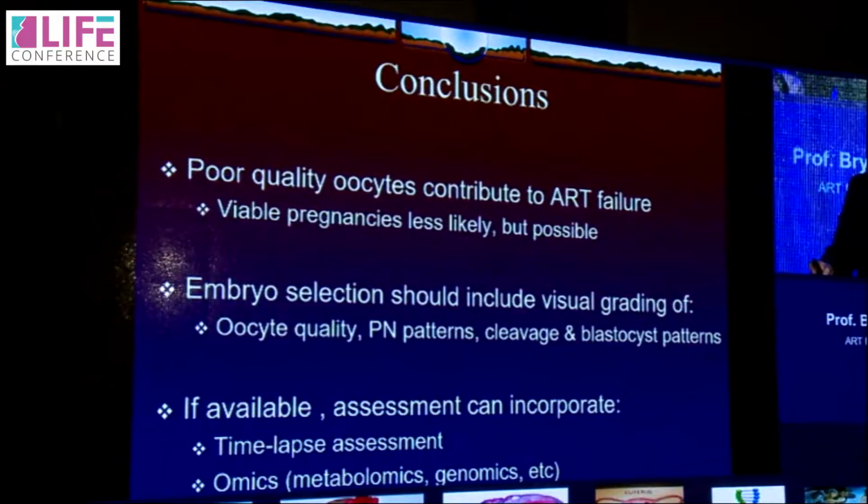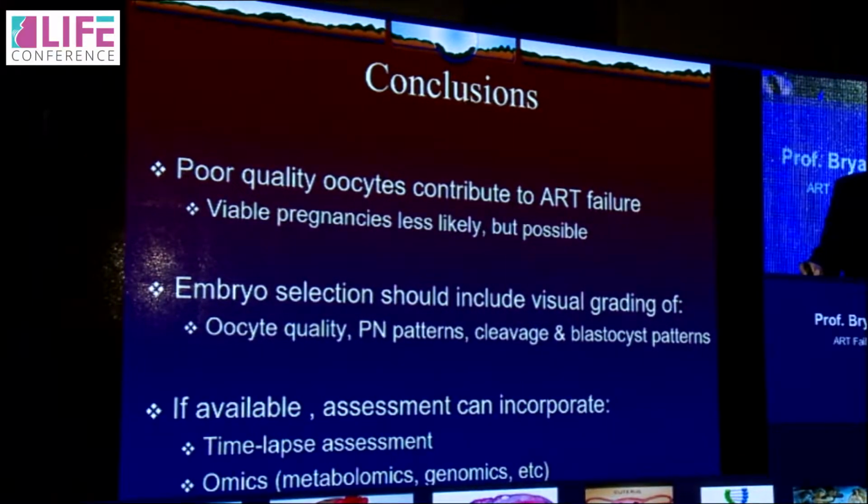To conclude then, we know that poor quality oocytes contribute to ART failure, but viable pregnancies are possible, though less likely. We should always include grading of the oocyte pre-ICSI, and at the time of the fertilization check if it's conventional IVF. We should look at the PN patterns, and at cleavage and blastocyst patterns. If you have time-lapse assessment, always use that, and of course the omics, such as metabolomics and genomics. So that's it.